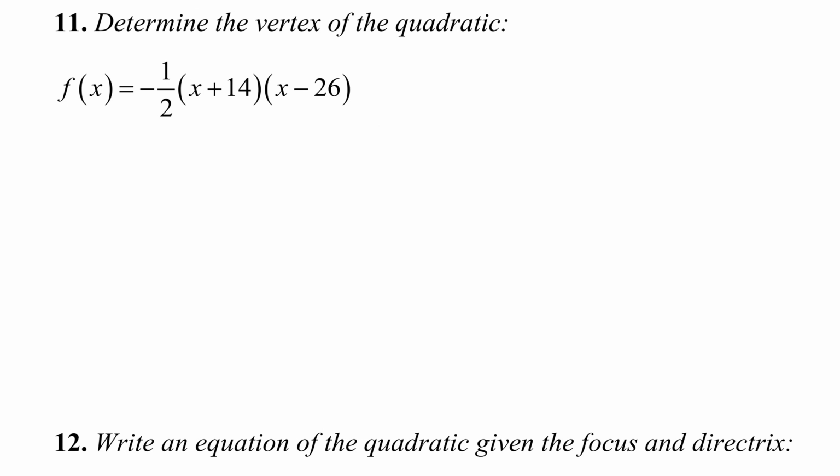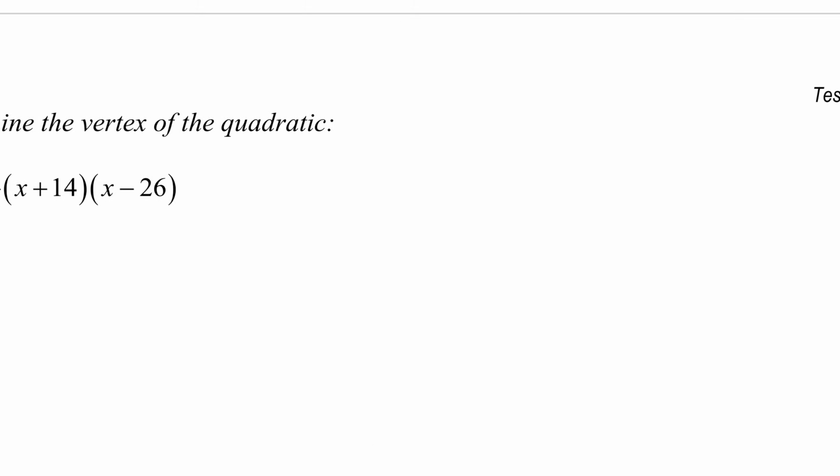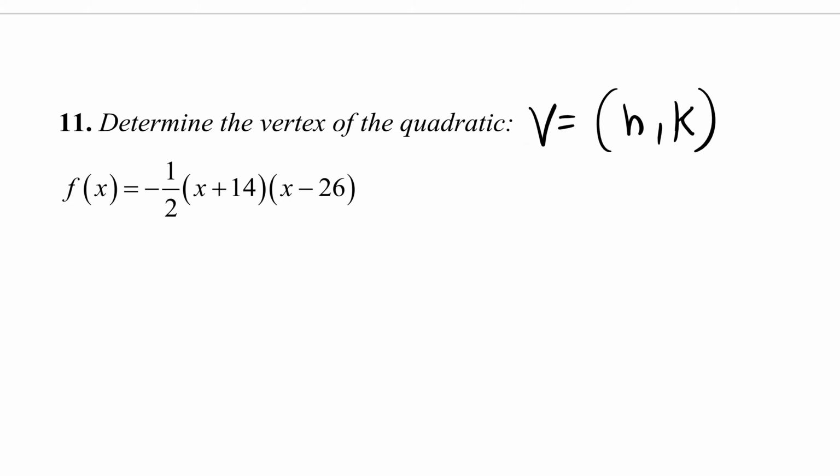So, on number 11, I want the vertex of the quadratic. So, in case you forgot, vertex is simply h, comma, k. So that's all I need to find. And I say, yeah, that's it, right? That's easy. Well, to find h and k, I got to find h first and plug h in to find k. So, let's do that.